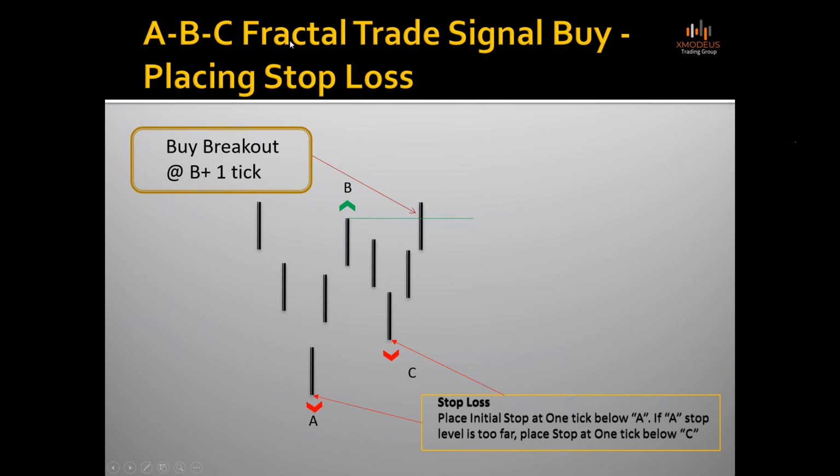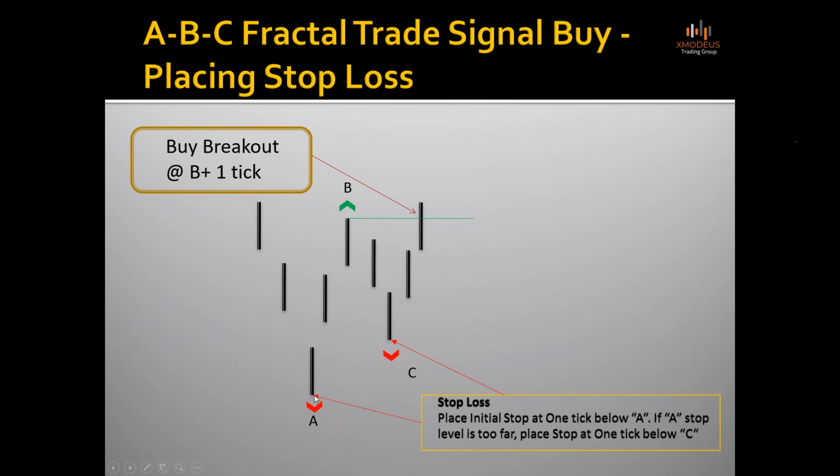Okay, in terms of the ABC fractal trade signal stop loss, we will normally put a stop loss either at C or A. Okay, C is of course a more conservative stop loss. It's tighter. You can see the entry price here at B plus 1, and the amount of stop loss here is less than the amount over here.